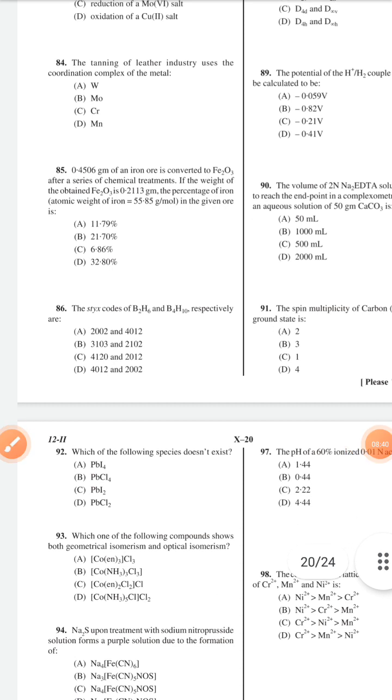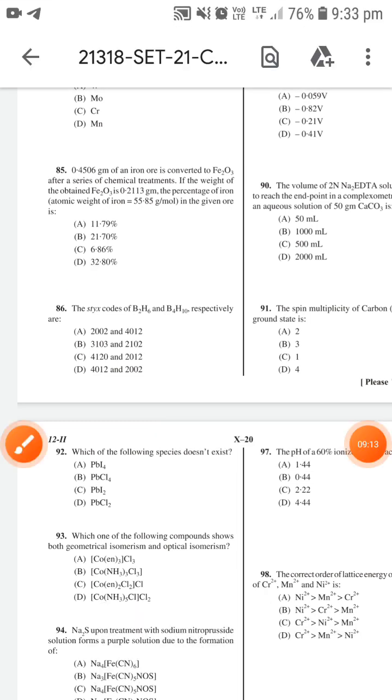Next question, 85. 0.4506 gram of an iron ore is converted to Fe2O3 after a series of chemical treatments. If the weight of the obtained Fe2O3 is 0.211 gram, the percentage of iron in the given ore is. It is a general physical chemistry question. Okay, here the correct option is option D.